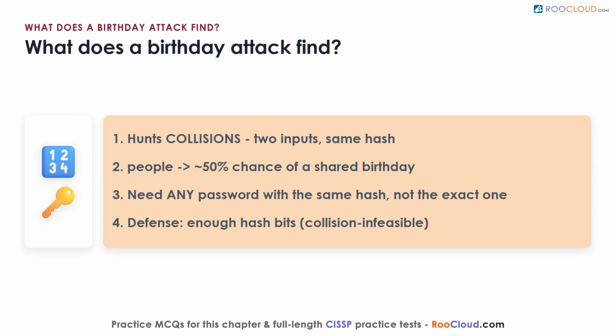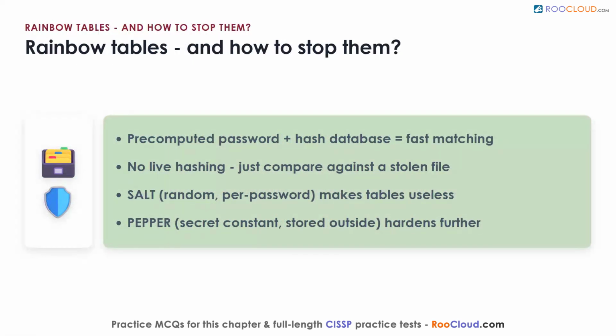How do rainbow tables speed up cracking, and how do you stop them? A rainbow table is a giant pre-computed database of passwords paired with their hashes. Normally, a cracker must guess a password, hash it, then compare, over and over, which is slow. With a rainbow table, all that hashing is already done, so the attacker just matches stored hashes against a stolen database at high speed.